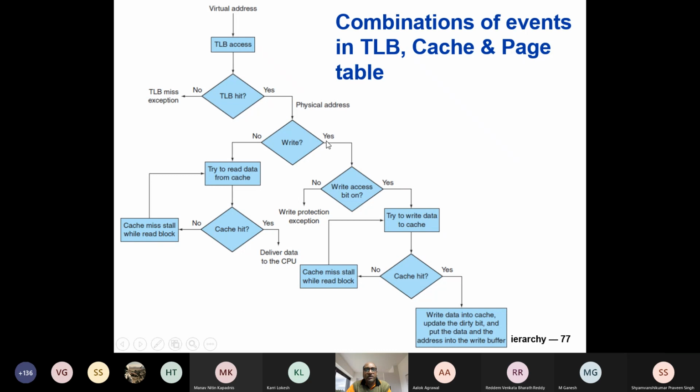So if the CPU wants to write something into a particular location in a page, you will check whether the write access bit of that page is set or not. If it is set, you are able to write into that. If it is yes, then you try to write into the cache at that particular location. So if you try to write into the cache, you need to check whether that particular block or word is present in the cache or not.